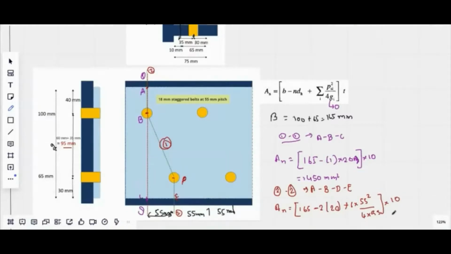If we substitute the values and calculate this, the net area will be 1329.60 mm square. So while calculating the rupture, the net area will be taken as 1329.60 mm square, which is lesser than 1450 mm square.